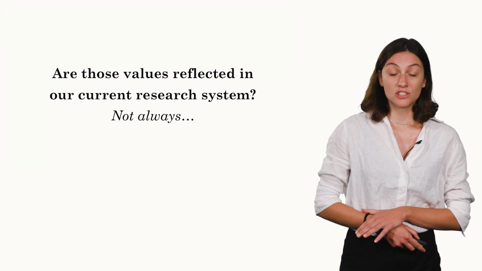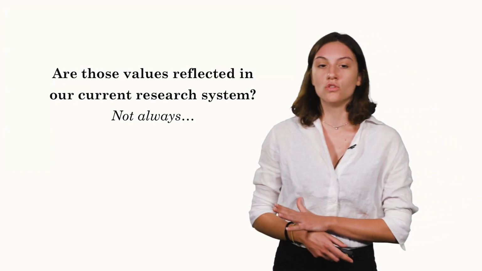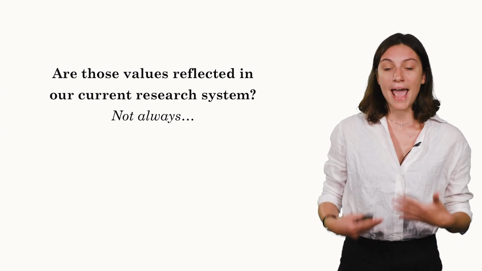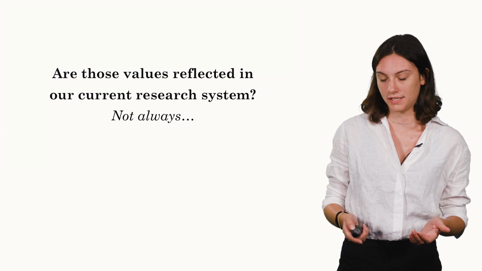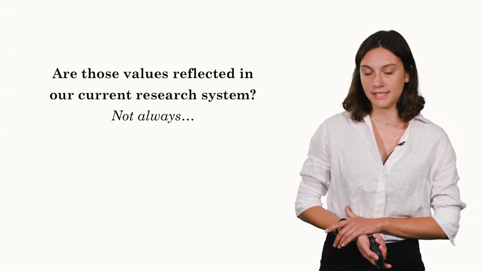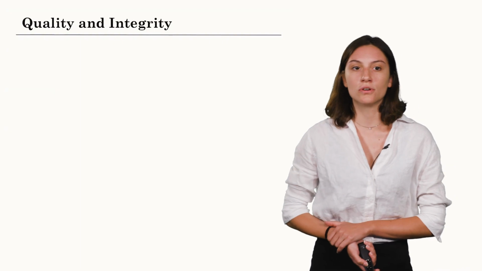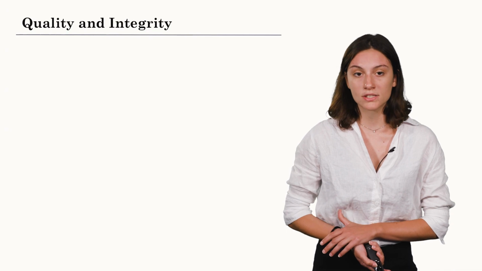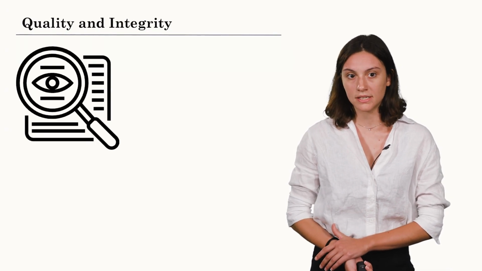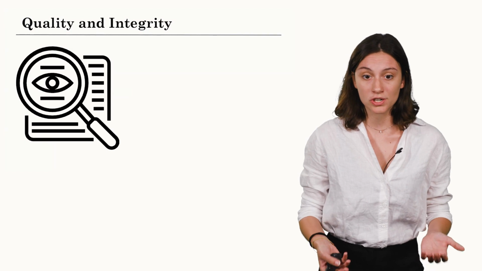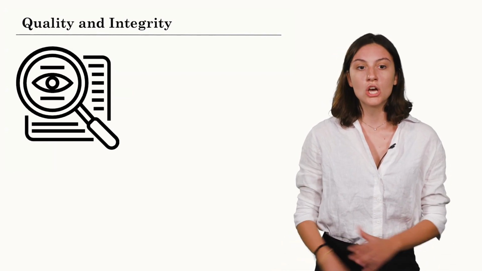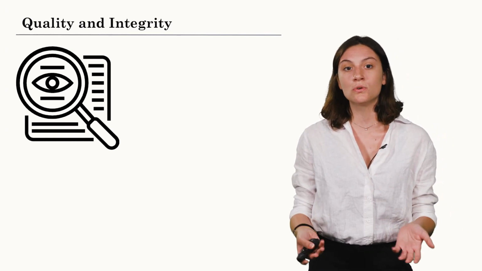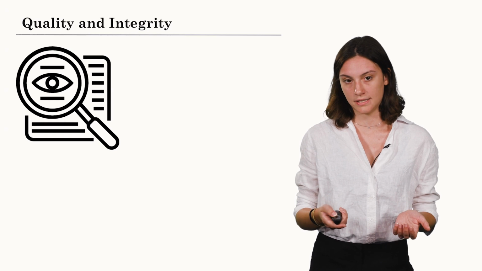We have evidence to suggest that the answer to this question is that these values are not always reflected in our current research systems and implemented through research practices. So let's see whether and why this is the case. Let's talk first about quality and integrity. With this value, we refer to the fact that the products of research should be transparent. Transparent in the sense that other researchers, as well as members of the community and the public, should be able to see not only what your research results are, but also how you, as a researcher, got to those results.